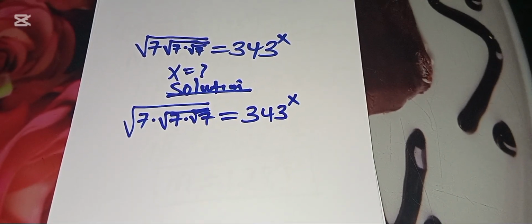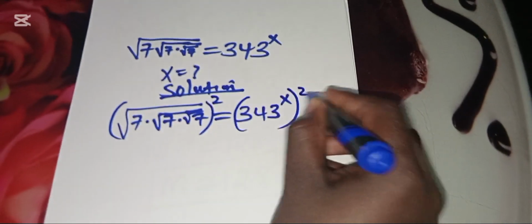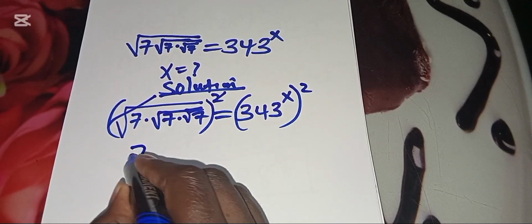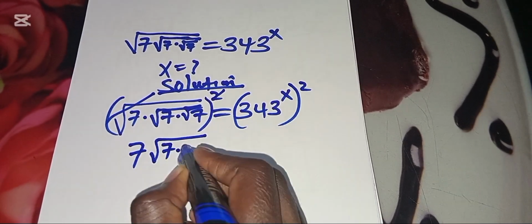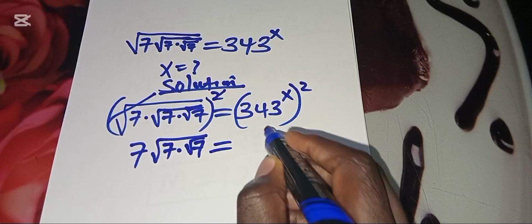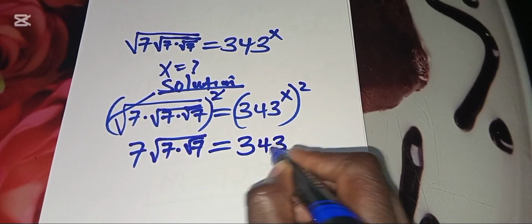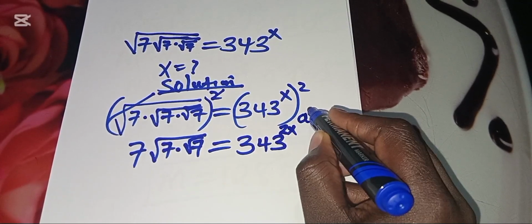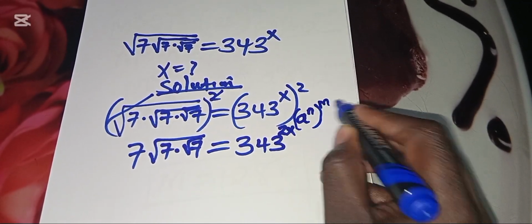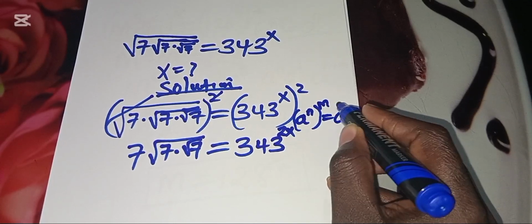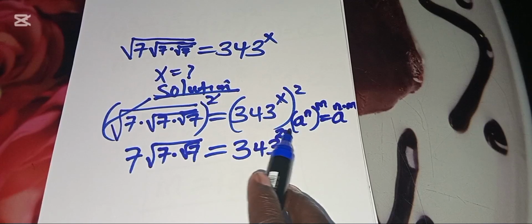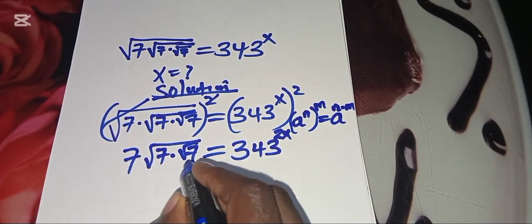Okay. So the first thing to do, we square both sides, so that now we eliminate the first square root sign, so that you will have 7 square root of 7 multiplying by square root of 7. This is equal to 343 raised to power 2x. This is essentially because if you say a raised to power n raised to power m, this can be expressed as a raised to power n multiplying by m. So you multiply x times 2, which is 2x. Okay, so we proceed.